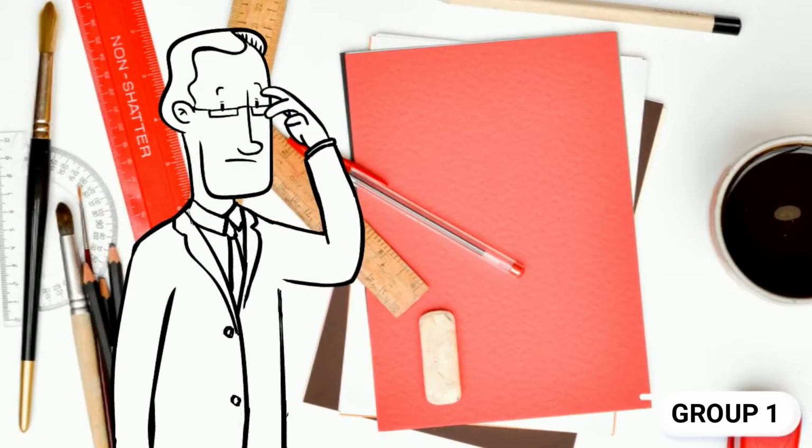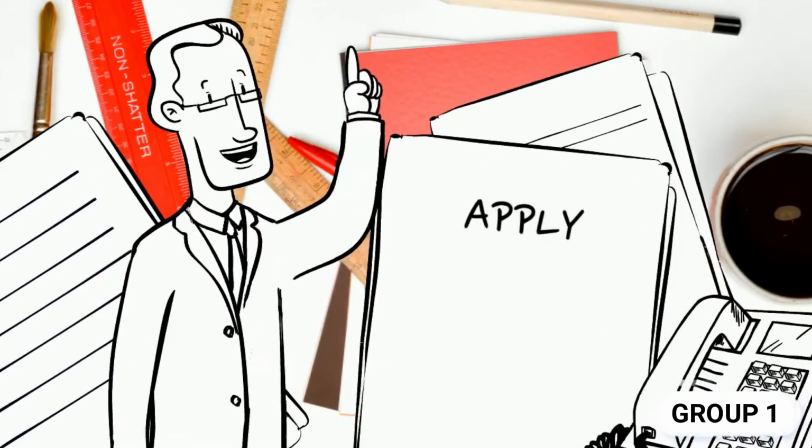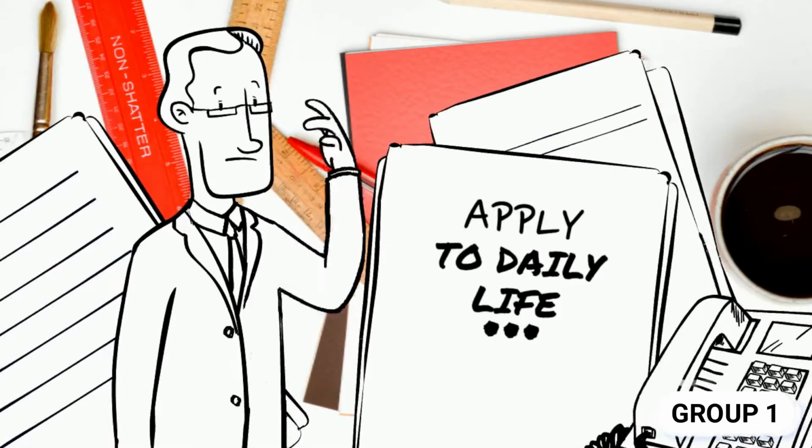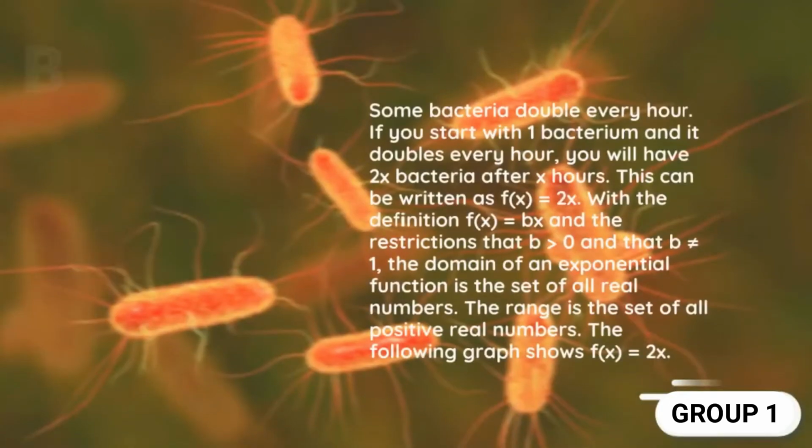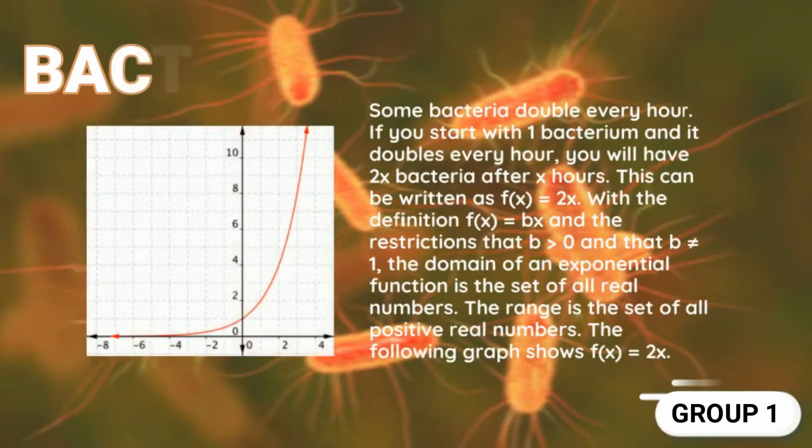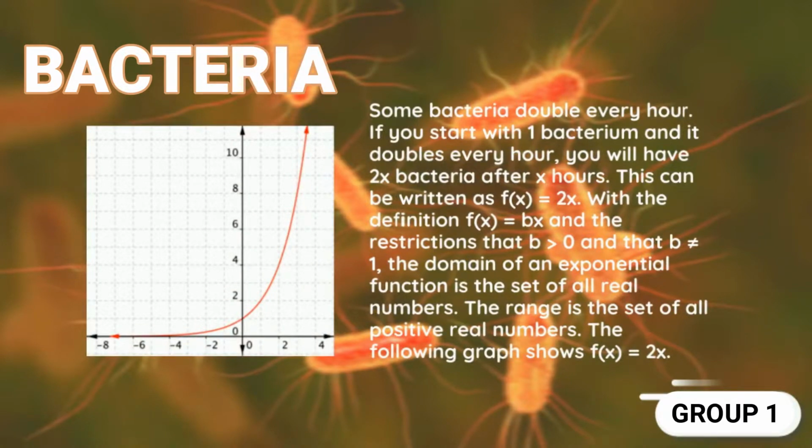So you're probably wondering, how do I apply this in my daily life? Well, here's the answer. An example of an exponential function is the growth of bacteria. Some bacteria double every hour. If you start with one bacterium and it doubles every hour, you will have 2^x bacteria after x hours. This can be written as f(x) = 2^x.